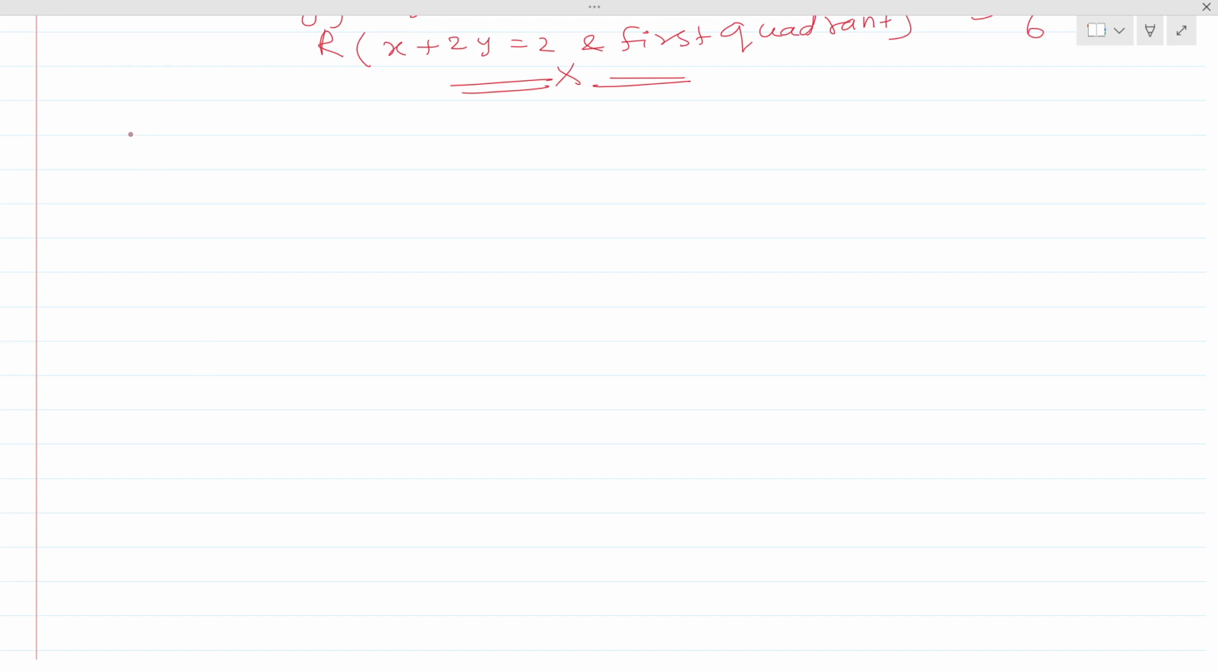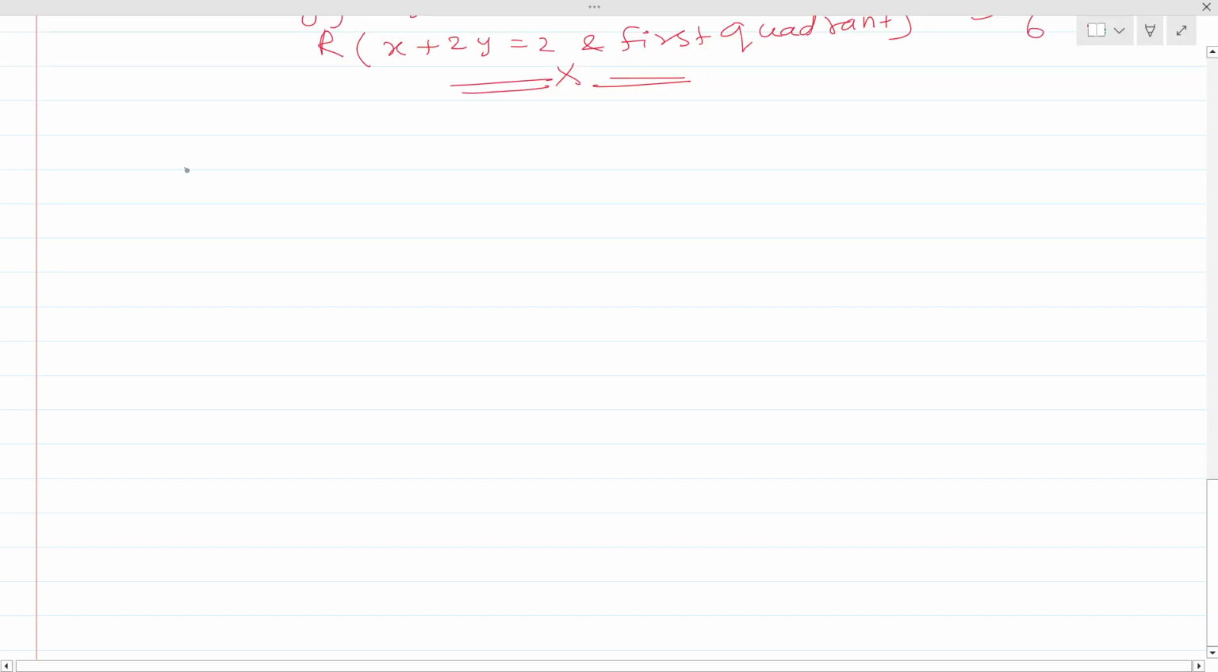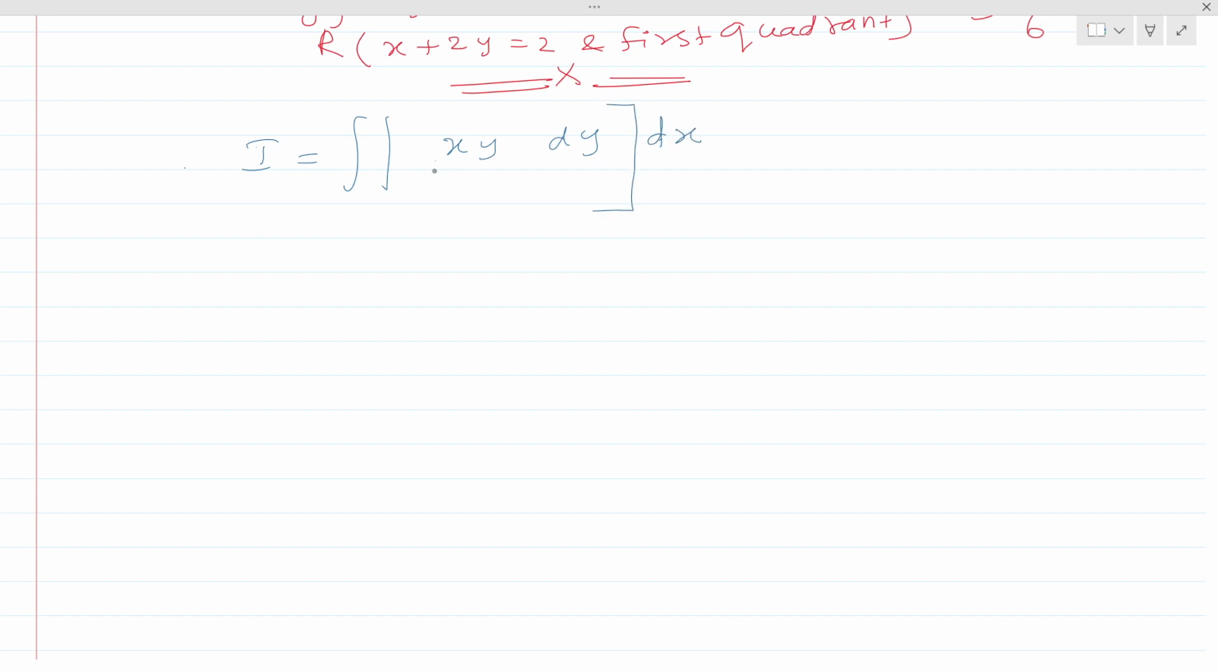For the same problem, we can change the order of the integration at the time. How can you get the answer for this? Simple. Write the integration: double integral xy. First we have to integrate dy, keeping x as a constant temporarily, and then you have to integrate with respect to x.